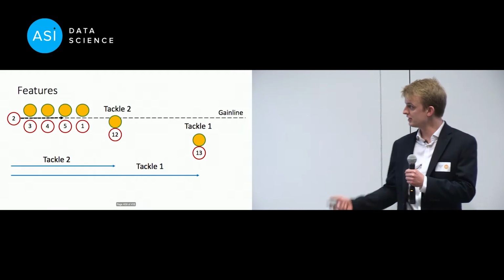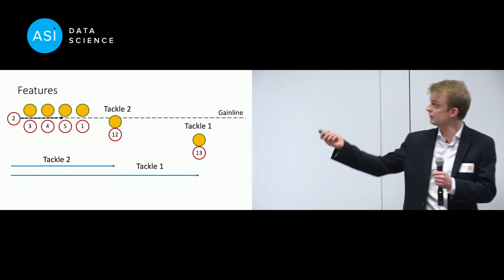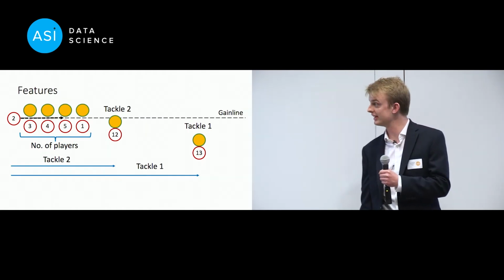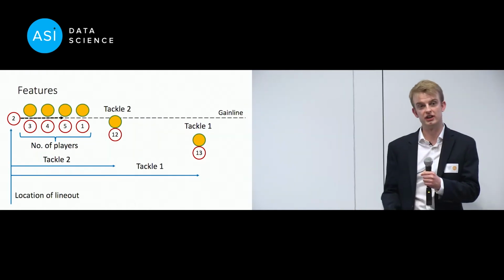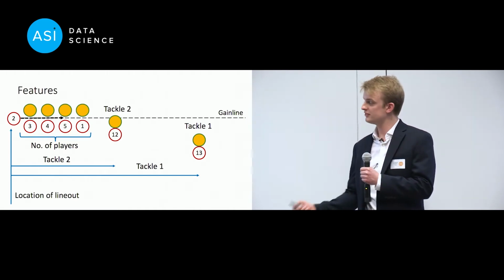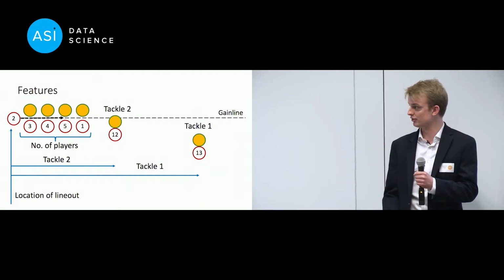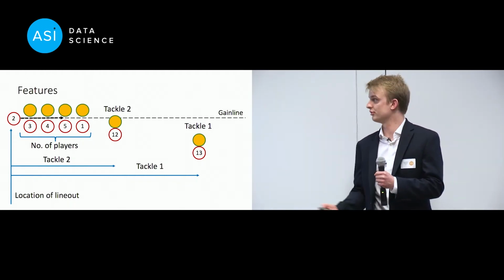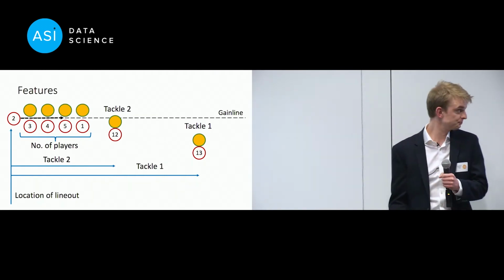Now the features that I'm using in this model are things like the location of these 2 tackles across the pitch, the number of players that you put in the line-out, or the location of the line-out along the length of the pitch. And these features are then fed into a gradient boosting algorithm that takes a series of decision trees and allows them to learn sequentially from the previous decision tree's mistakes.